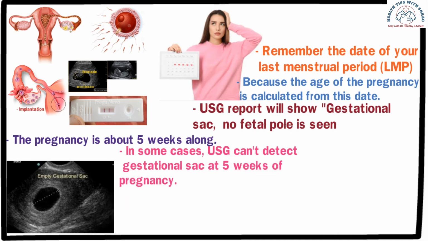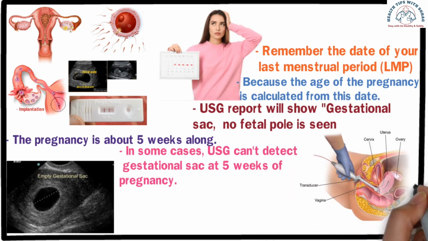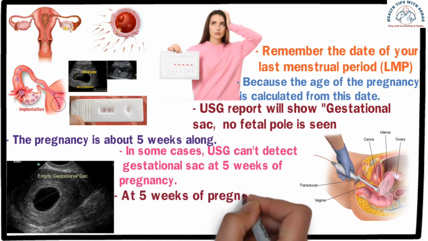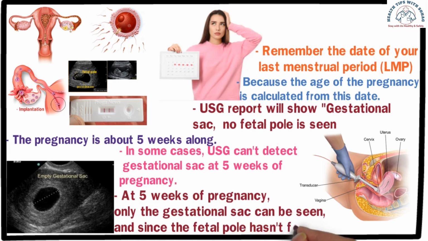This is more clearly understood through transvaginal sonography or TVS than an abdominal ultrasound, because TVS can detect things earlier and more clearly. At 5 weeks of pregnancy, only the gestational sac can be seen and the fetal pool has not formed yet. It won't be visible.